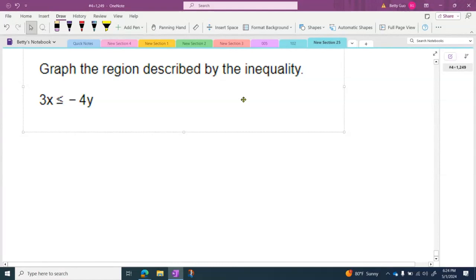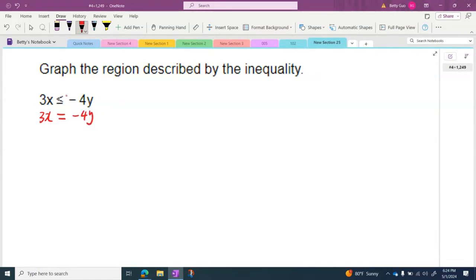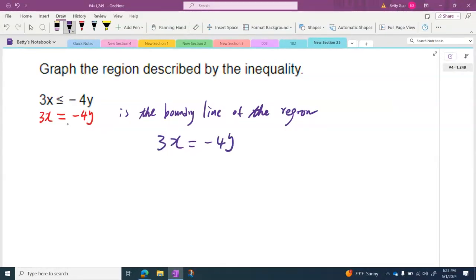You might remember the solution of this type of problem has 2 parts. The first part is to change the inequality symbol to an equal sign. Everything else stays the same. So 3x equals -4y. And what is that? It is the boundary line of the region we are looking for. The region represents the solution set of the inequality. Okay, let's see how we graph 3x equals -4y.